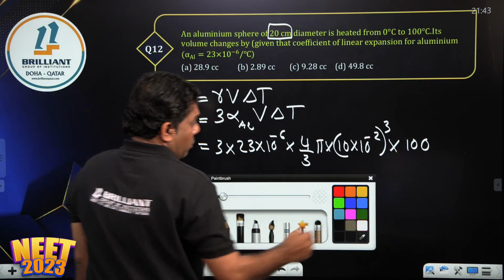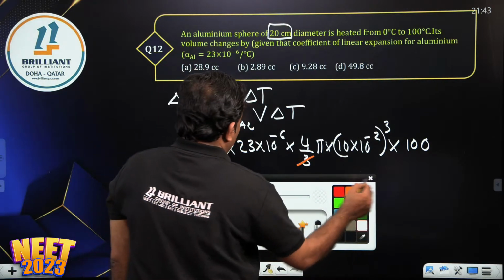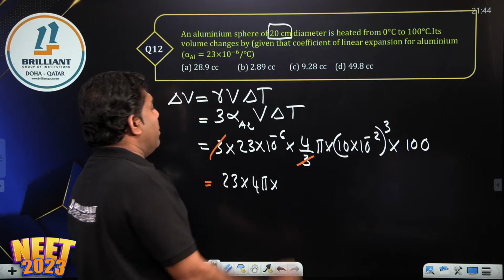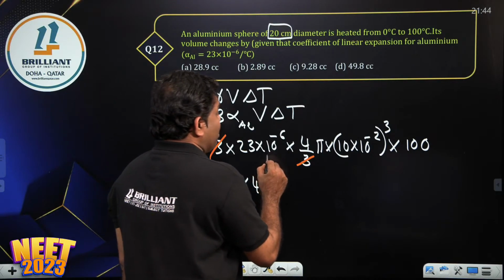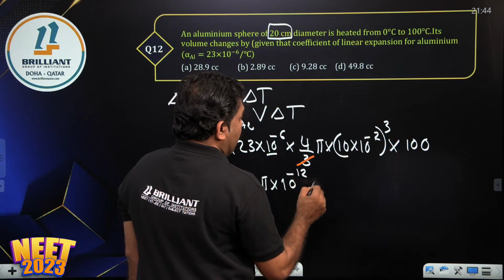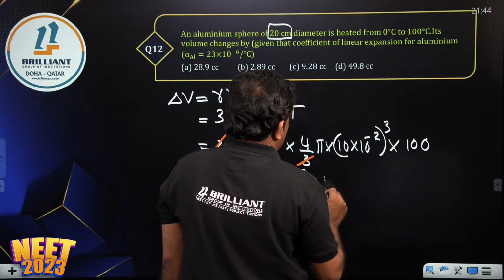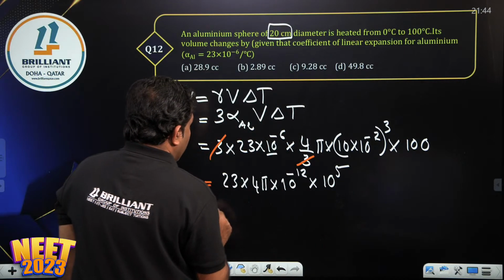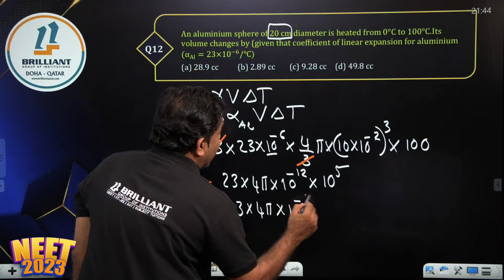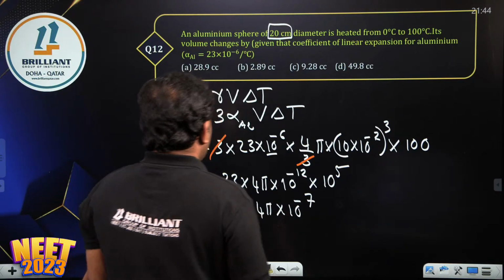So simplify. This 3 and 3 cancel. Now we are getting 23 into 4 pi into, then 10 power only remaining. We can check now: 10 raised to minus 6 here, minus 6 minus 2 into 3 minus 6, so minus 12. And then here 10 raised to 3 is 1000, into 100, so 10 raised to 5. So we have 23 into 4 pi into 10 raised to minus 7. The multiplication is required actually.